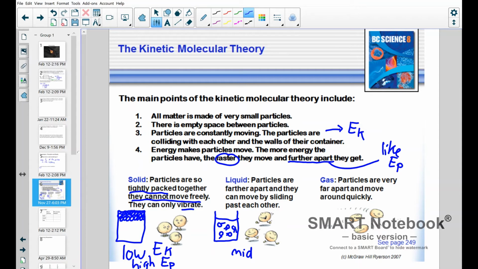And if we move all the way to gas, those molecules are so far apart, they're moving around so quickly, and ideally, they have almost no potential energy. But they have a very high kinetic energy.